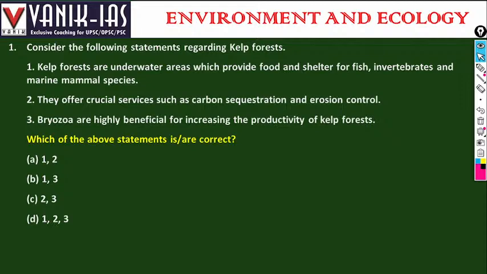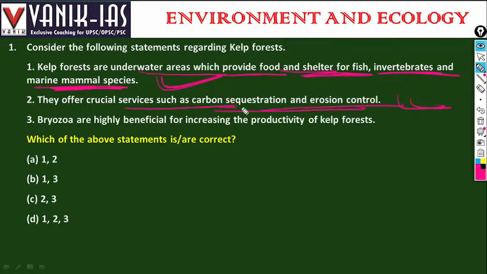So, which of the following statements are correct? The first statement is right, that kelp forests are underwater areas which provide food and shelter for fish, invertebrates, and marine mammal species. This is right. They offer crucial services such as carbon sequestration and erosion control. As I said, they provide shelter and food, so usually we can guess that it will provide services like carbon sequestration. The second statement, it's a forest, so obviously you can guess that it will be used in carbon sequestration.